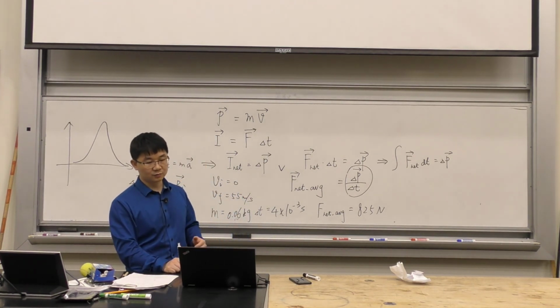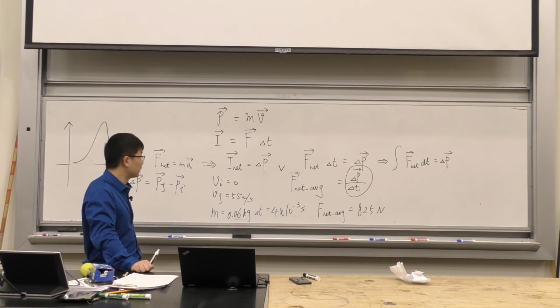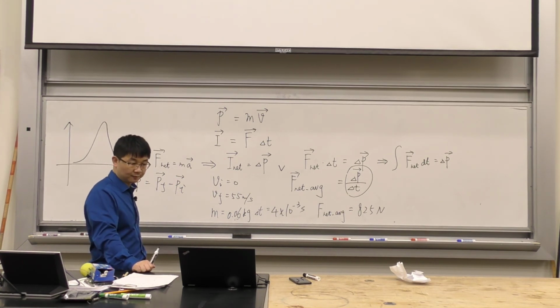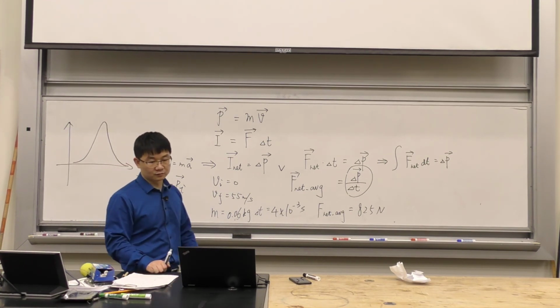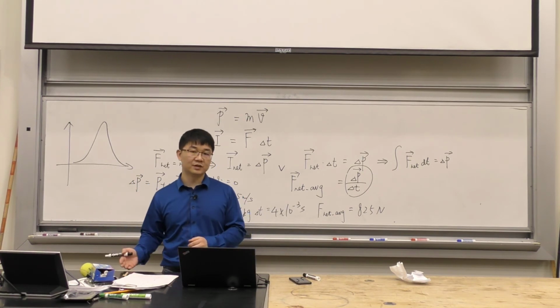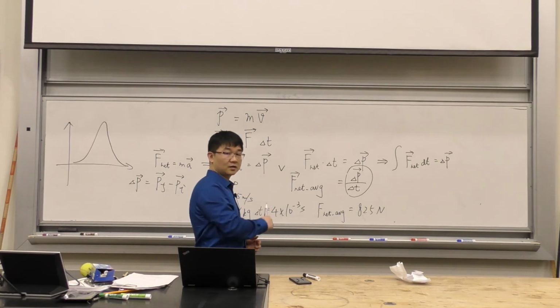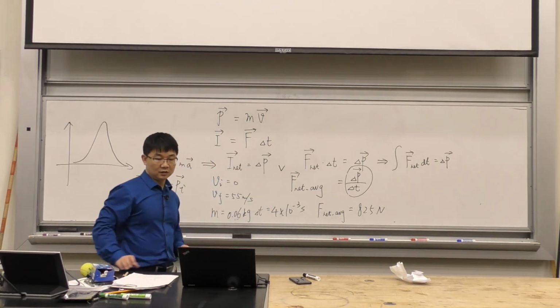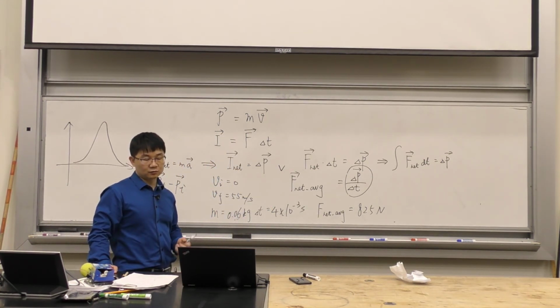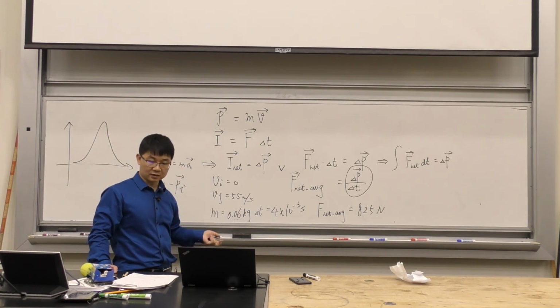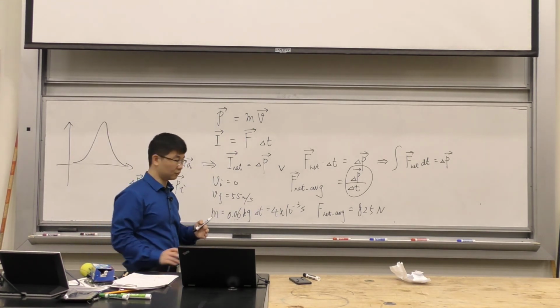So still the tennis ball moves toward the player at 30 meters per second. The player hits the ball with the racket and returns the ball at the same speed, 30 meters per second, right? So the ball comes in, the player hits it back. The ball is in contact with the racket for about 5 milliseconds. What is the average force from the racket on the ball?